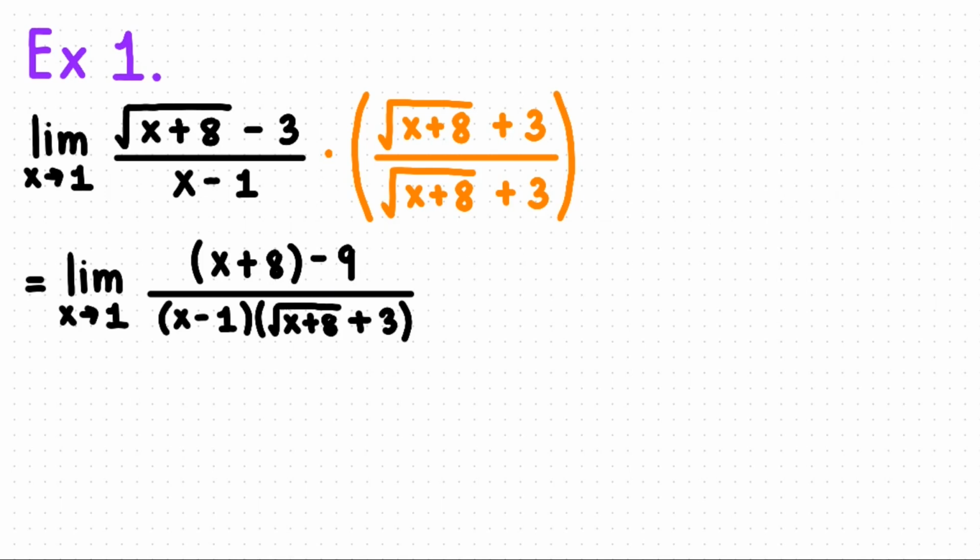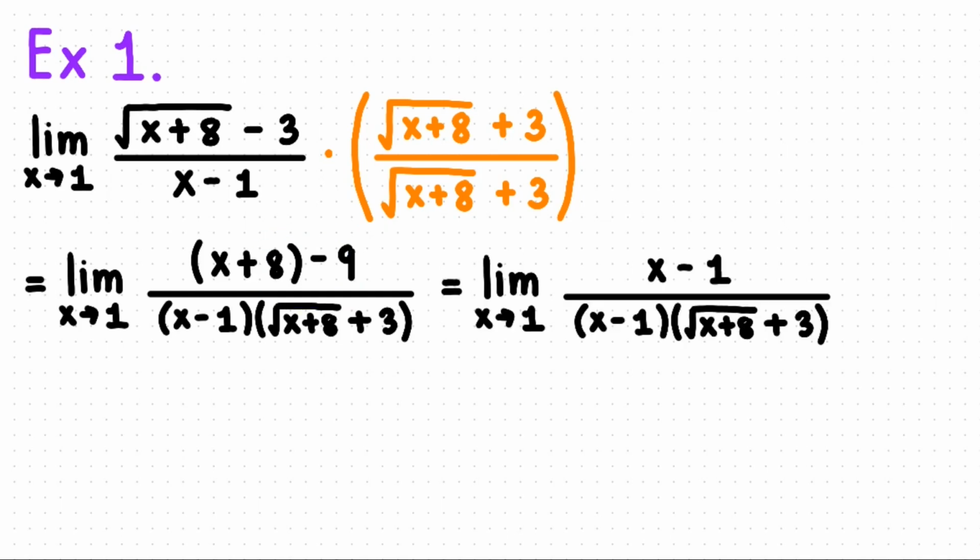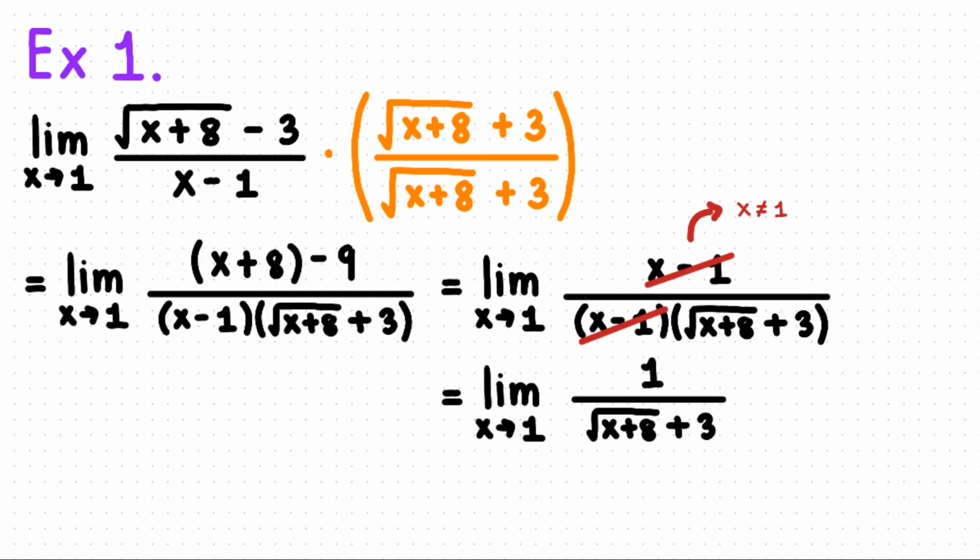Then simplifying the numerator, so subtracting this 2, we obtain x minus 1. So we have an x minus 1 in the numerator and in the denominator. So we can divide that out and we'll be left with 1 over the square root of x plus 8 plus 3. Now in here we can easily plug in 1, since we won't have any complications.